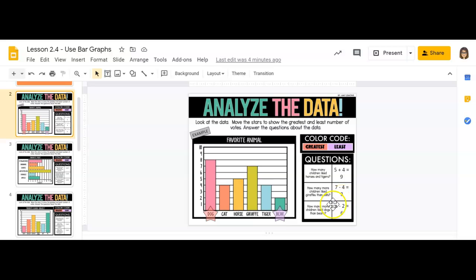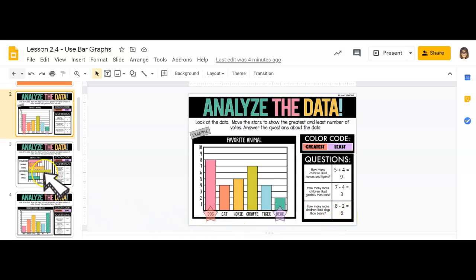Last question for this example. How many more children liked dogs than bears? Oh, that's a how many more again, so we know it's subtraction. Let's find dog. Okay, here's dog, all the way up to the top. We see 8 students voted for dogs. And now we need to find bear. We go all the way to the top, and we see that 2 students voted for bear. So 8 minus 2 is 6.